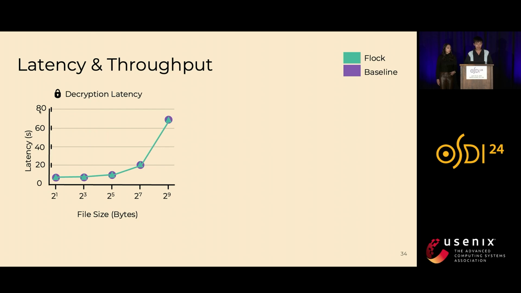As we can see, as the file size increases, both Flock and baseline have an increase in latency, which is expected. But if we compare Flock and baseline's latency across all different file sizes, you can see they're super comparable. And across all the other four applications, we get a similar conclusion. That is, Flock only has minimal latency overhead compared to baseline.